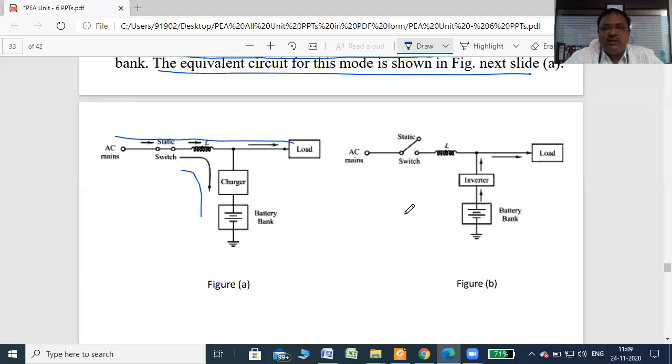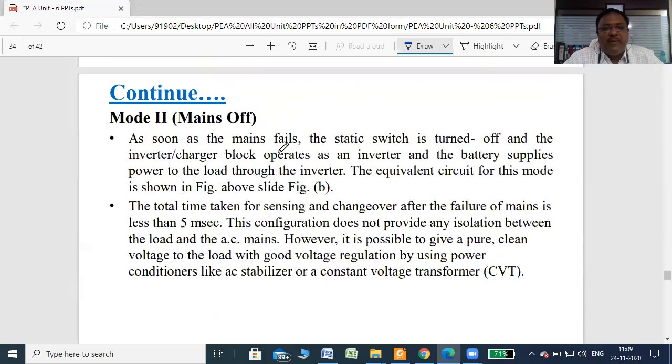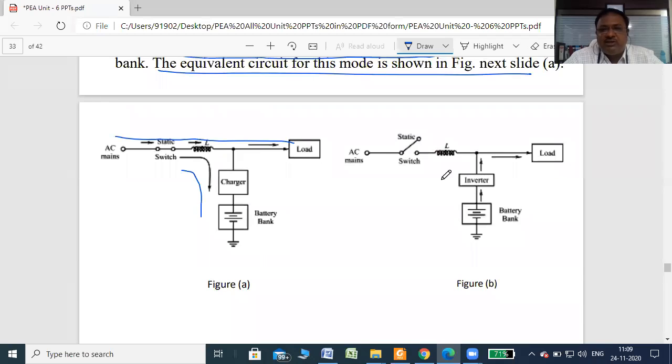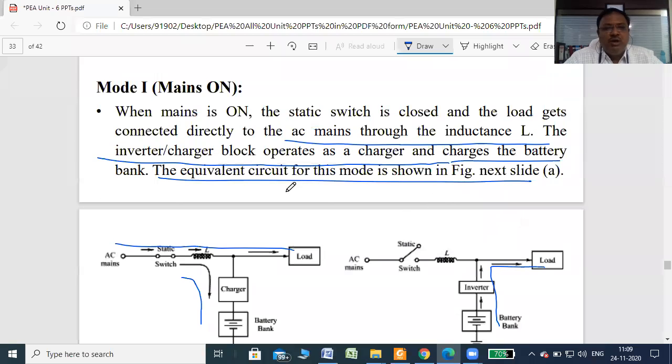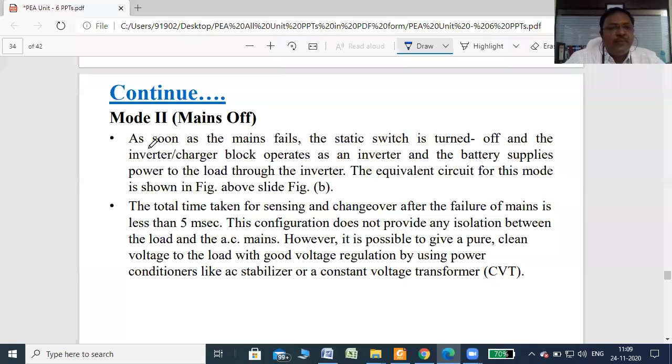Then the second mode is called mains off. As soon as the mains fails, the static switch turns off and the inverter charger block operates as an inverter and the battery supplies power. So if the mains fails, then only the inverter will provide supply to the load, right? Through this battery bank and inverter. The third one is the line interactive inverter.